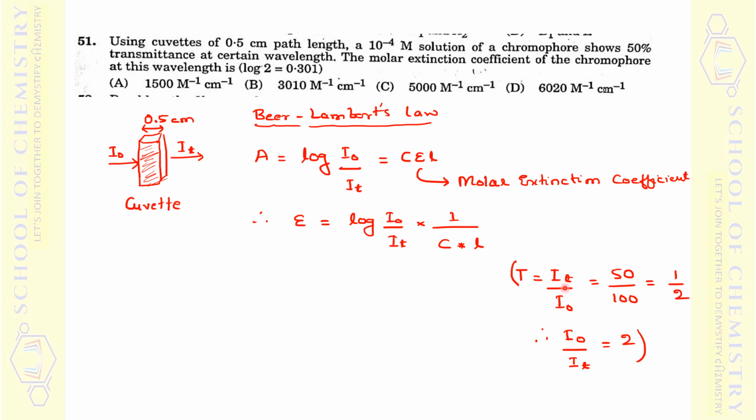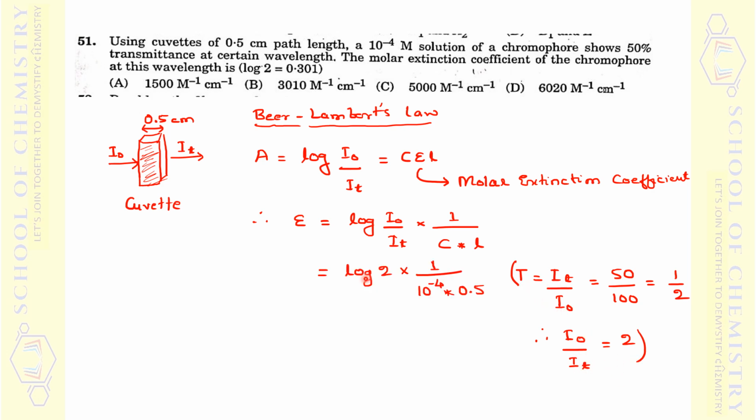So this is given to be 50%. Here 50% means IT will be 50, and I naught you can take as 100. So this is how we can represent 50%. So that comes to 1 by 2. Now if IT upon I naught is 1 by 2, what we need here is I naught upon IT. I naught upon IT will be simply the reciprocal of this, which is equal to 2. So indirectly they have given us the value of I naught upon IT in the form of transmittance, which is IT upon I naught. From transmittance we can calculate this I naught upon IT to be 2.